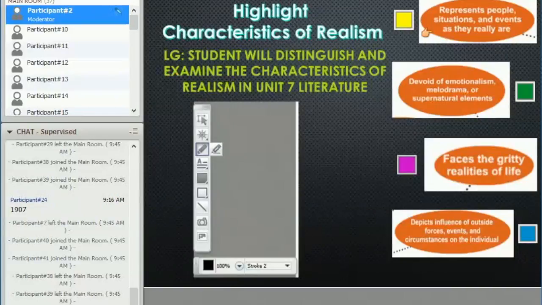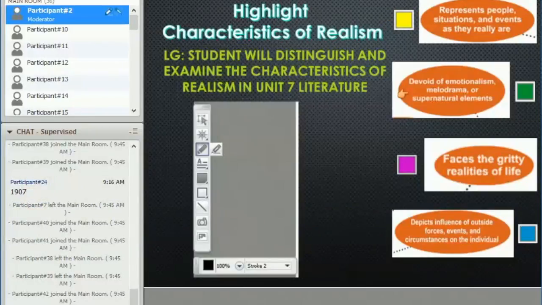So our characteristics: represent people, situations, and events as they really are, we're going to use the yellow highlighter. Devoid of emotionalism, melodrama, or supernatural elements, we'll use the green highlighter. Faces the gritty realities of life, we'll use the pink highlighter. And depicts influences of outside forces, events, and circumstances on the individual, things that you can't overcome, natural things, we'll use the blue highlighter.